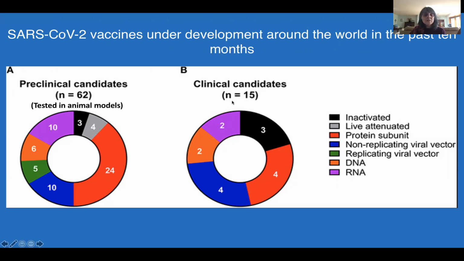Now, of the clinical candidates that we have being worked on right now, there's 15. And you can see that the non-replicating viral vector has gained on the protein subunit vaccines in terms of how many. There's 4 of these that are in clinical trials right now, 3 inactivated ones, the 2 RNA ones, which are the ones that we're going to talk about today, and 2 DNA ones.